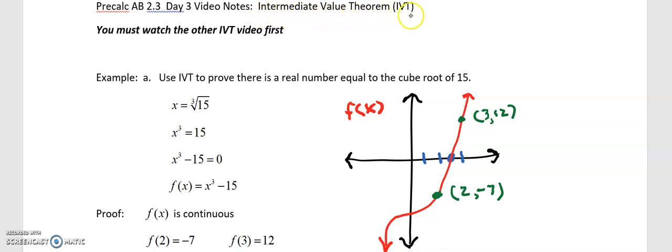So this first statement here, you must watch the other IVT video first. If you are watching this one first, please stop, go back and watch the other video, and then when you're done with that one, come back to this video, all right? That first video is a Khan Academy video, and it explains very well the theory behind IVT.